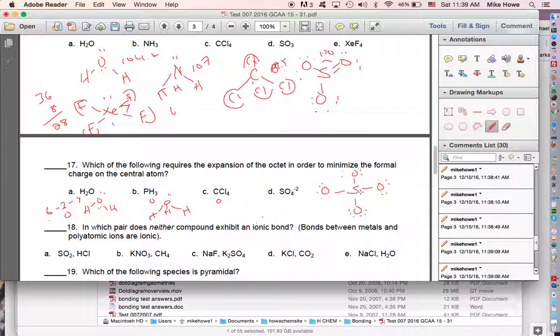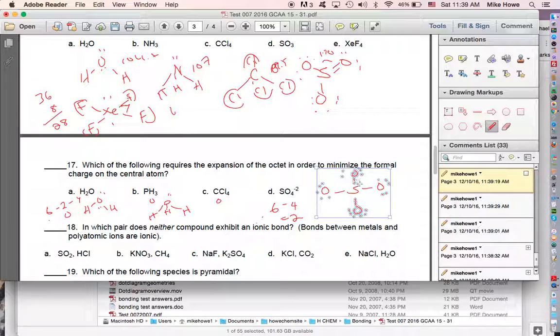But the formal charge on the sulfur is 2, because you'd have 6 minus half of the shared, 2, 4, 6, 8, half of that's 4. There aren't any unshared around the sulfur, so that's it. So the sulfur's formal charge would be 2.